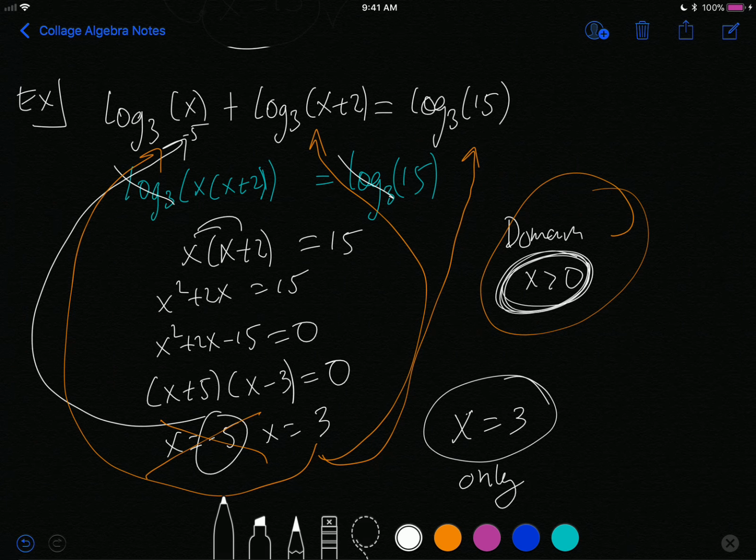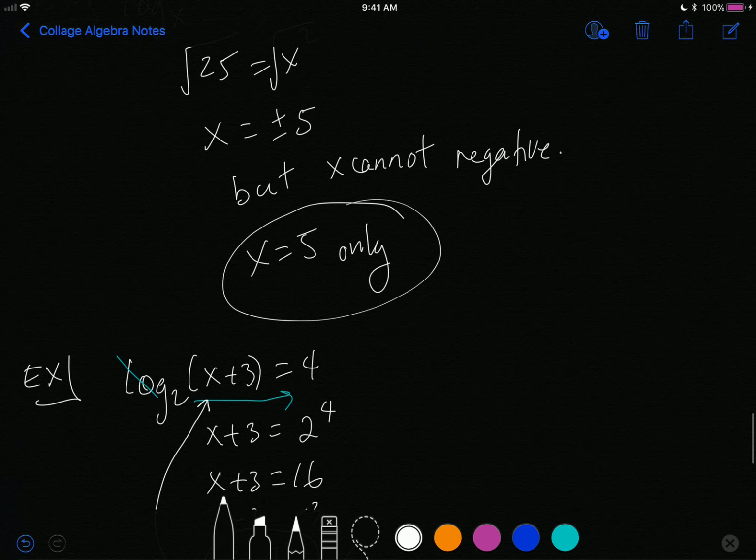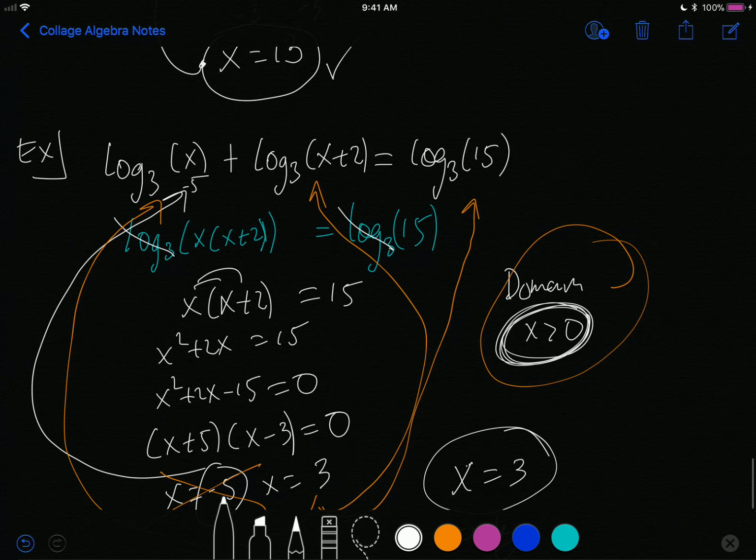The last type of log equation. So again, you have this equation right here where you just have one log, convert to exponential form. When you have two or more logs, you first combine them together. So we combine these two together.